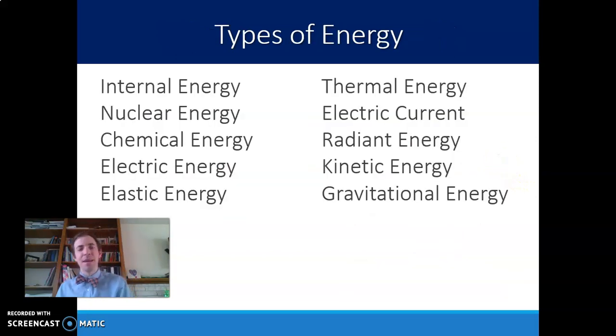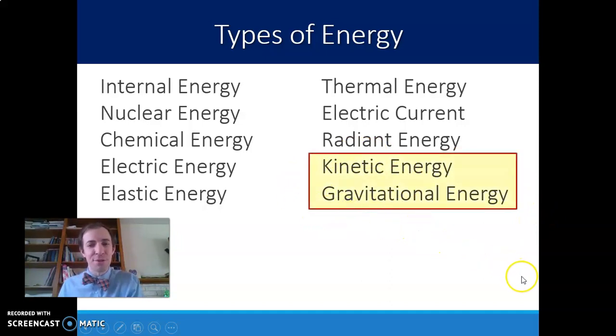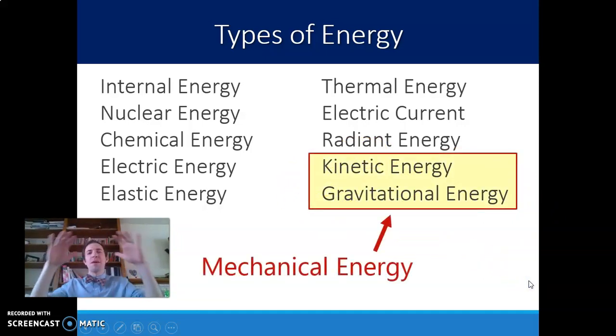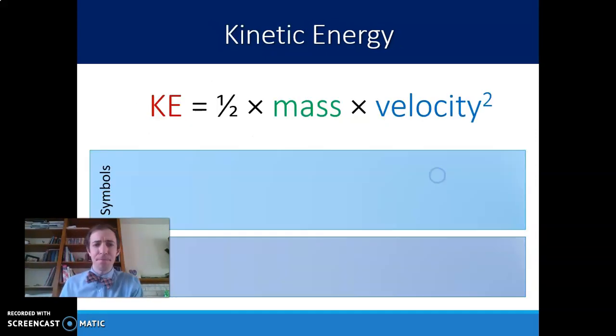Now, as I mentioned, there's many different types of energy, and depending on the topic that you are studying in science, whether it's chemistry or biology or different levels of physics, you will encounter many of these different forms of energy at some point in your scientific career. Today, we're going to focus specifically on these two down here, kinetic and gravitational energy. These fit under an umbrella term that we say is mechanical energy. Energy of motion and position based on a physical object with mass.